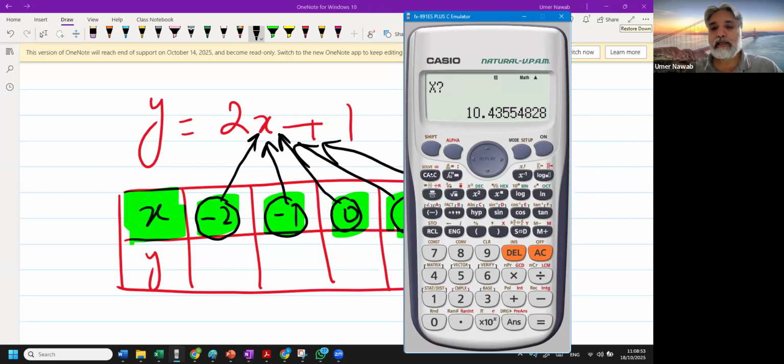Once you press calc, the calculator will ask you which value of x you want to evaluate this expression for. So the first value of x is -2. I'm going to write here -2 and then press the equal sign. Once I plug the value of x -2 there, the calculator will give me the final answer. The value of y will be -3.